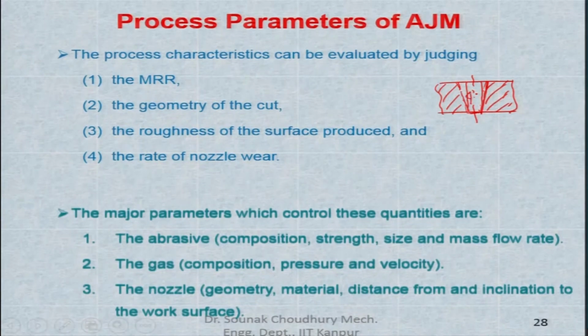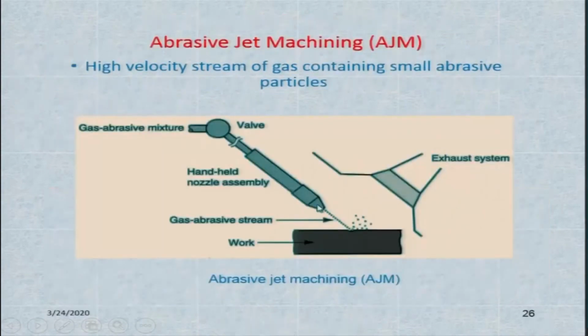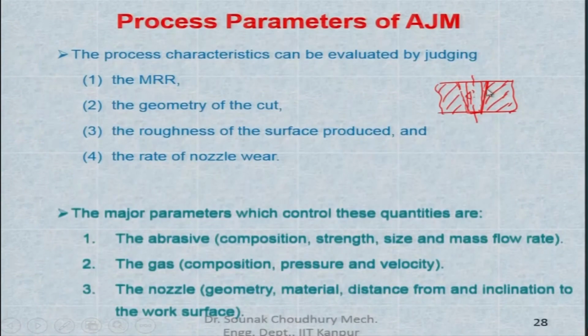The rate of nozzle wear. I already said that the nozzle has to be replaced often, because the abrasive particles go through it. So, the less the nozzle wear, the better the process characteristics, and the process life is more. The major parameters which control these quantities are the abrasive: what is the composition of the abrasive, strength, size, mass flow rate.